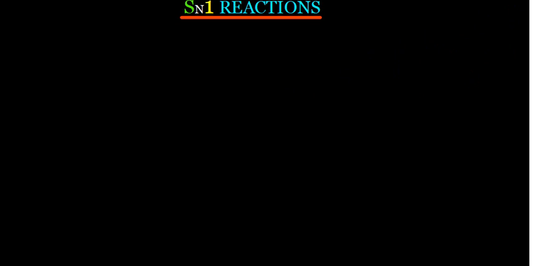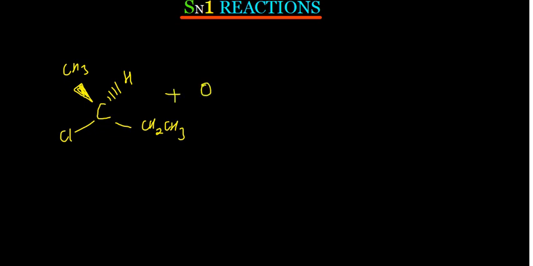So let's say we have a carbon which is bonded, of course, to hydrogen, and then we have CH3, and then a chlorine, and then CH2CH3. Now if this one is being attacked, let's say by OH, a hydroxide, as the nucleophile, what is the product that is going to be formed in this kind of reaction?